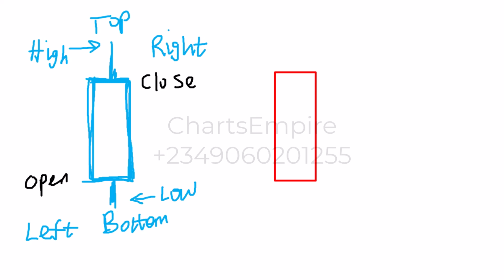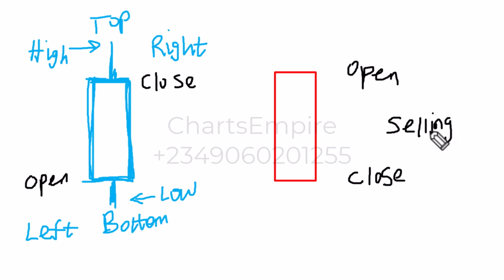You can see that. The same thing is applicable on the bearish candlestick. So remember, for a candlestick to be a bearish candlestick, the open will be at the top and the close will be at the bottom. So if someone should ask you what the differences are between a bullish and a bearish candlestick, that means between a buying and a selling candlestick, we are not going to say selling candlestick, we are going to say bullish or bearish candlestick. So this is what we call a bearish candlestick.